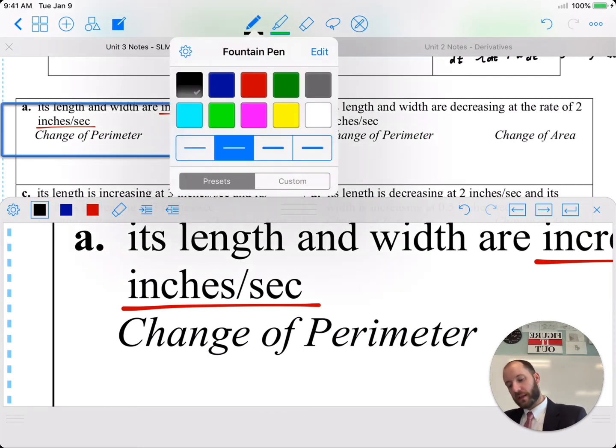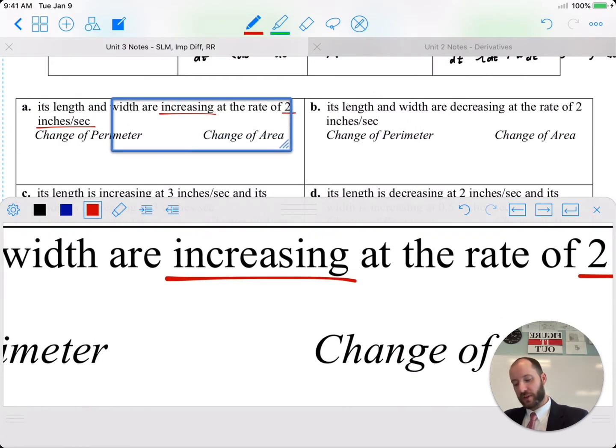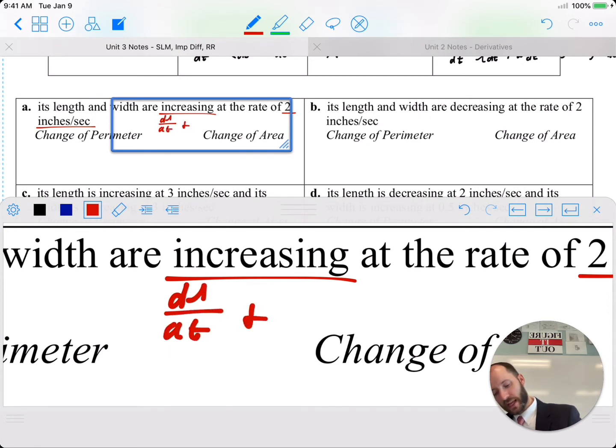Now, the increasing at the rate of 2 inches per second for length and width, those are going to be dL/dt and dW/dt, okay? So 2 can be plugged in for dL/dt and dW/dt.